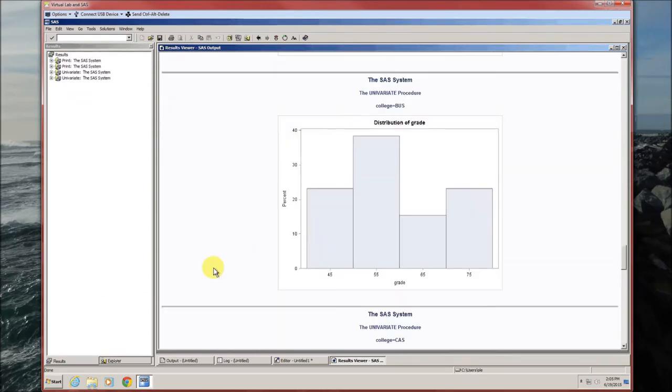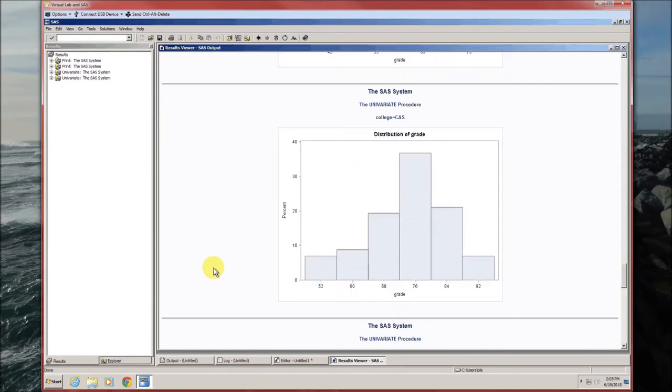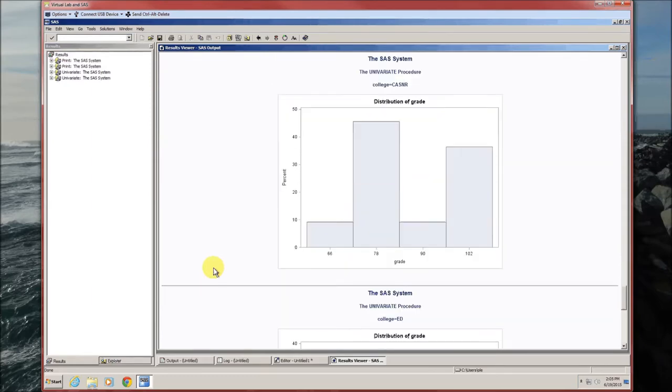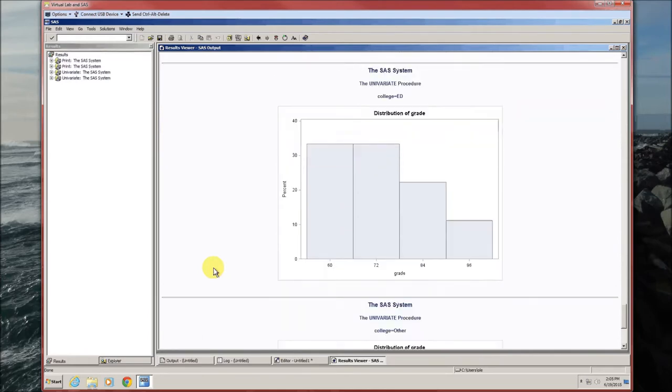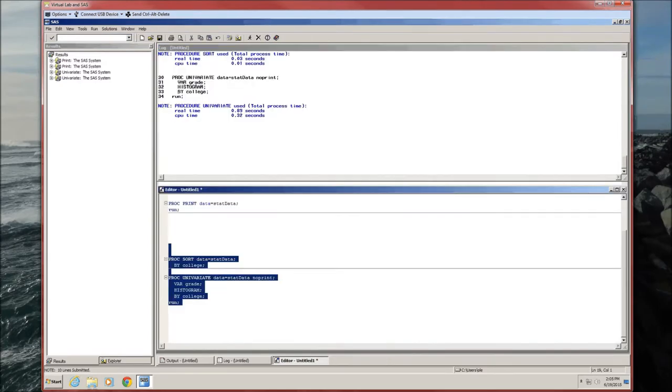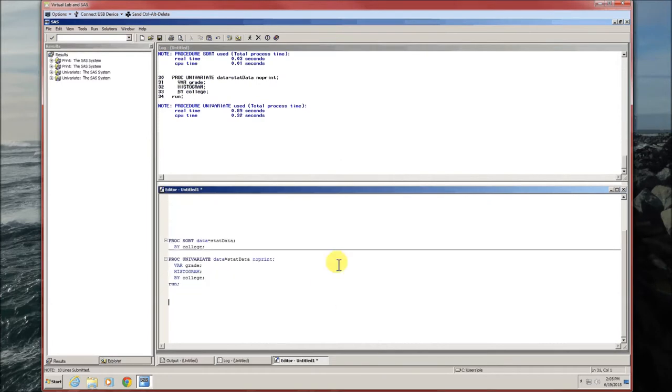So here's business. Here's arts and sciences. That looks really normal. Here's College of Agricultural Science and Natural Resources. Education. Other. That one looks pretty normal too. We could also do box plots. Side-by-side box plots.